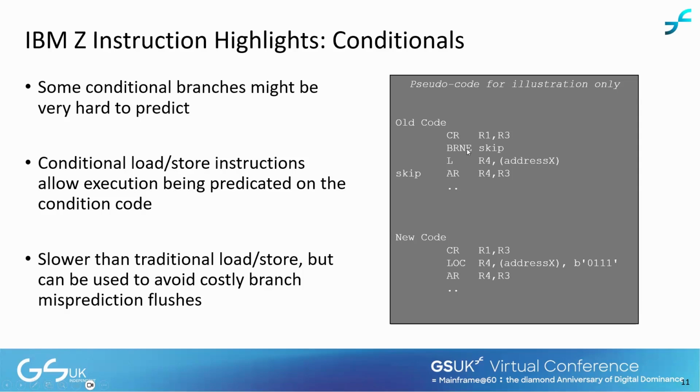So you're swapping a predictable branch that is fast when you predict it correctly, but when you mispredict it, it's very expensive, with a load on condition, which sets a condition code, and then your arithmetic is then dependent on the condition code set by the load on condition. So you're replacing this volatile branch with a more reliable condition code based execution dependency. So yeah, that's an option for difficult branches.